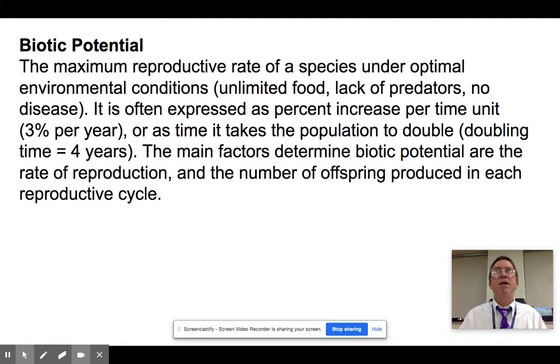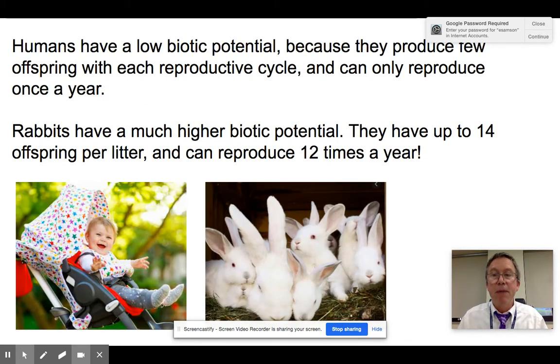So we often express biotic potential in terms of percent per time period. So like these bacteria can increase at a rate of 5% per day, or maybe we talk about it in terms of doubling time. This bird population has a biotic potential of a doubling time of 3 years. Okay, so the main things that are going to determine biotic potential, though, are the rate at which reproduction can occur, how long it takes, and how many offspring are born per reproductive cycle, because this varies quite a bit among species. So let's just look at a couple mammal species here.